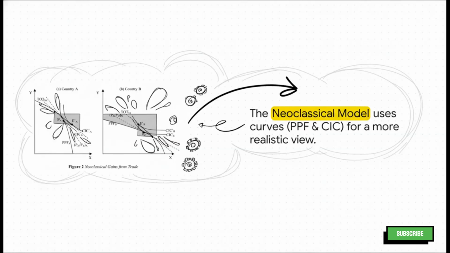And that thinking led to the neoclassical model you see here. You can spot the difference right away, can't you? The PPF is a curve now. That curve reflects a real-world fact. The more you try to make of one thing, the costlier it gets. And we also see these community indifference curves, or CICs. That's just a fancy way of mapping out what a country's people actually want to buy. Adding these pieces makes the model feel a lot more real.